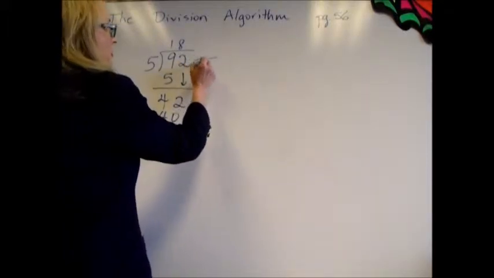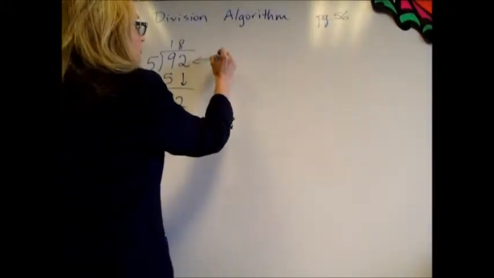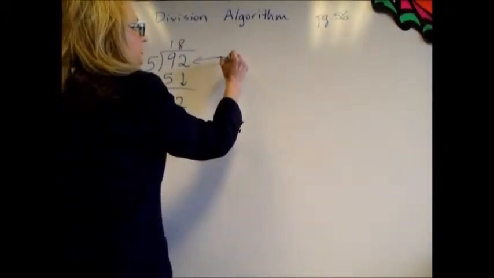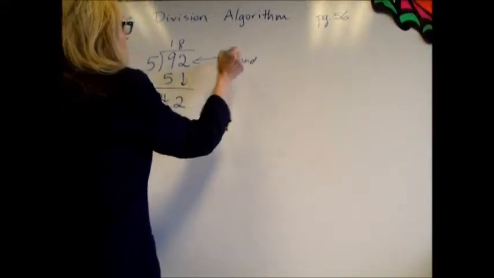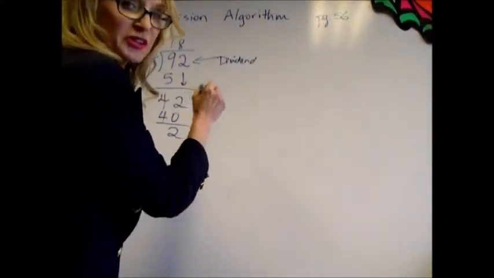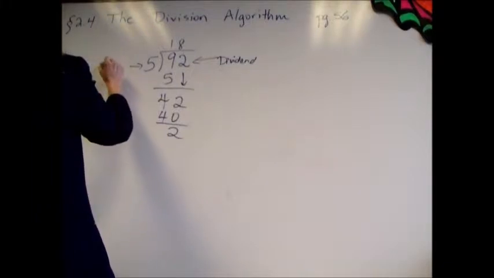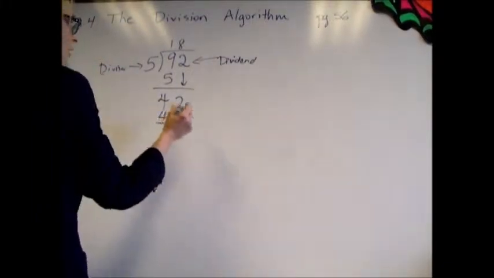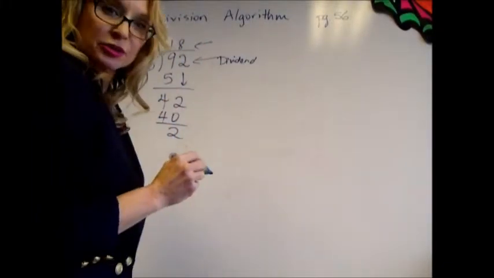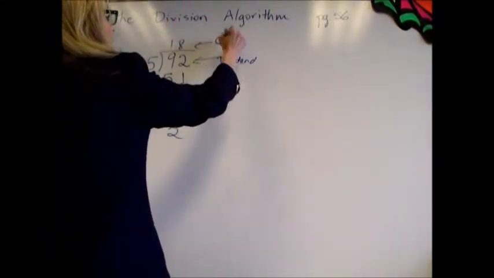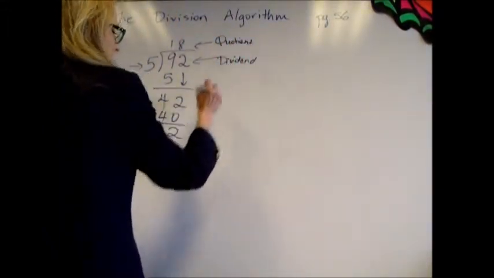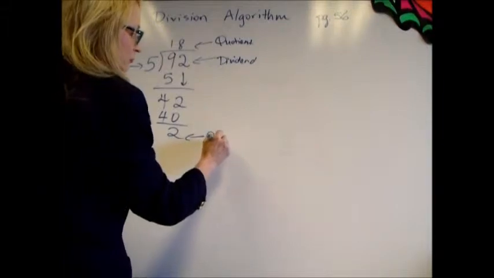So the number 92, if you recall, is referred to as the dividend. Number 5 is referred to as the divisor. 18 is known as the quotient. And 2 is the remainder.